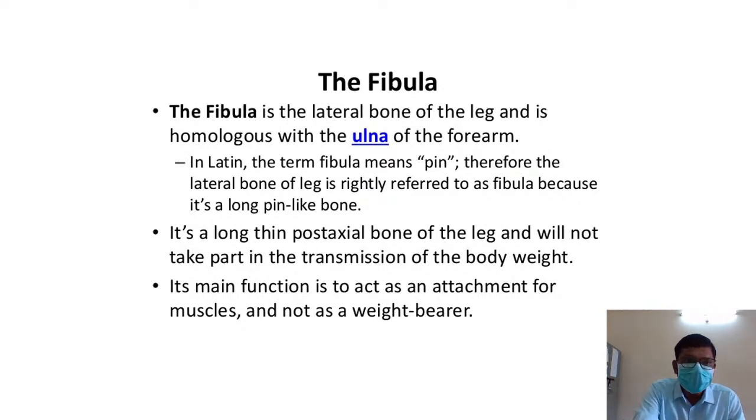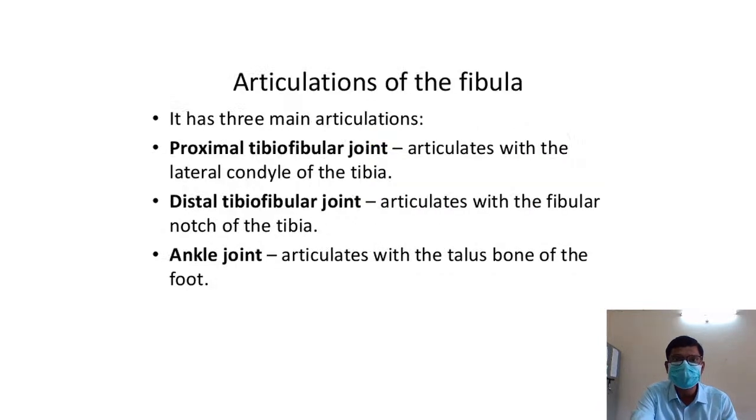So I am going to read it now. In Latin, the term fibula means pin. Therefore, the lateral bone of the leg is rightly referred to as fibula because it looks like a long pin-like bone. It's a long, thin postaxial bone of the leg and will not take part in transmission of the body weight. Its main function is to act as an attachment for the muscles and not as a weight bearer.